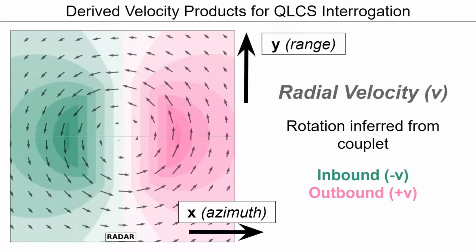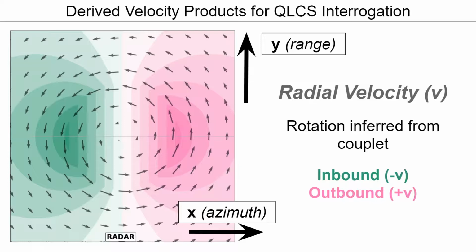So first of all, let's start with radial velocity. Here's your typical radial velocity couplet. The radar is located towards the bottom of the figure. I'm using Cartesian coordinates, so you can think of the y direction as range from the radar at the bottom, and the x direction corresponds to your azimuth angle.